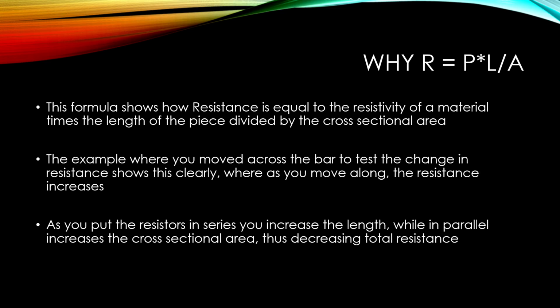So why does the formula R equals ρ times L over A work? This shows that resistance equals the resistivity of a material multiplied by the length over the cross-sectional area. This was clearly shown by the example in lab where we had the big bar where you moved across and you would see the distance and resistance increase in a linear fashion as you went farther across. This is because the cross-sectional area remained the same and you're just increasing the length, which would cause a linear change in the resistance.